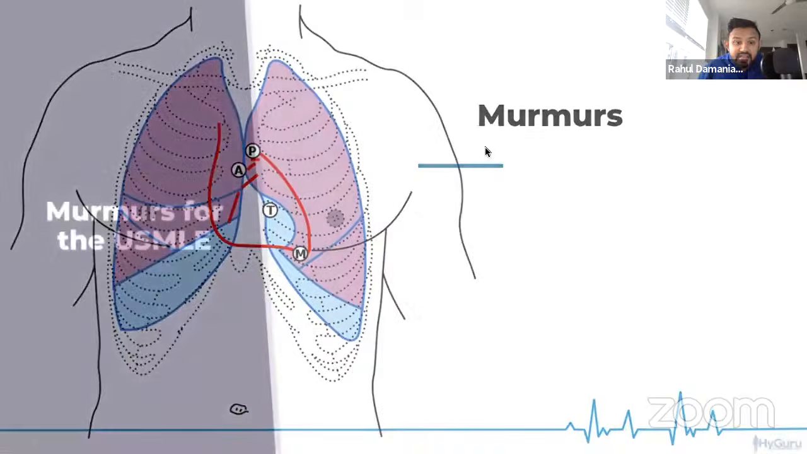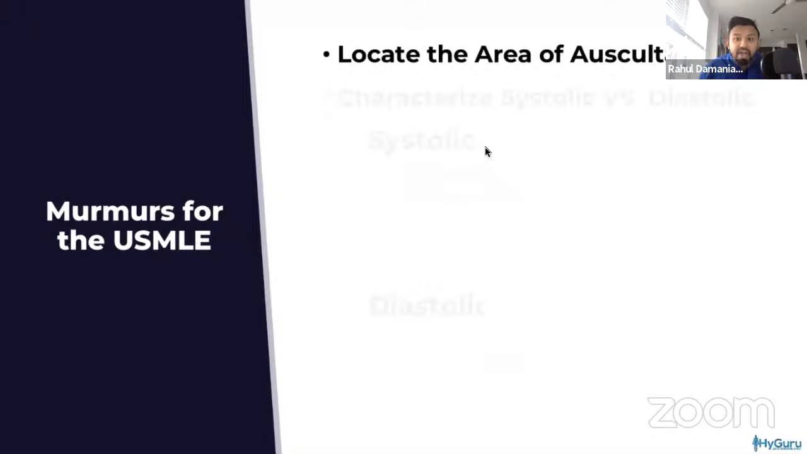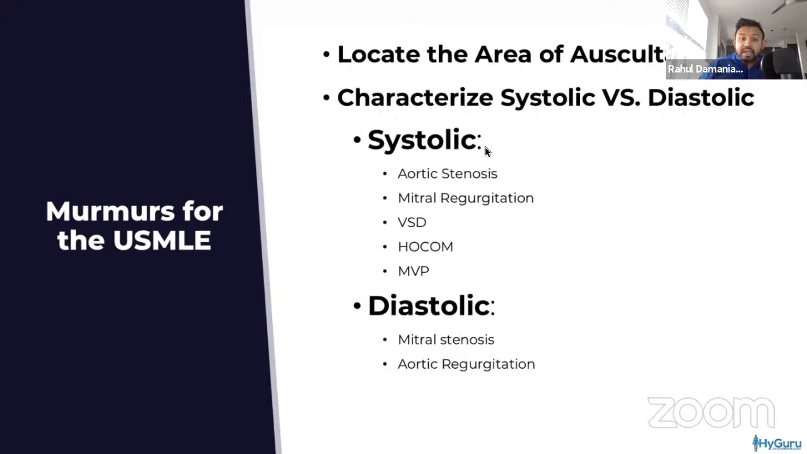And you see that murmurs for the USMLE are best going to be captured by going through this strategy. And that is understanding the location of the auscultation and characterizing whether you're thinking about systolic or diastolic heart sounds. Remember that location is important. Second right intercostal space. Second left intercostal space, right? Aortic, pulmonic. You got to know where they are telling you to auscultate and then categorize whether you're talking about a systolic murmur or a diastolic murmur. Here listed for you are the different types of systolic and diastolic murmurs.